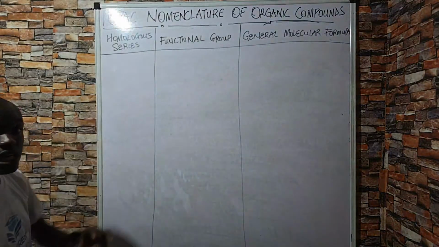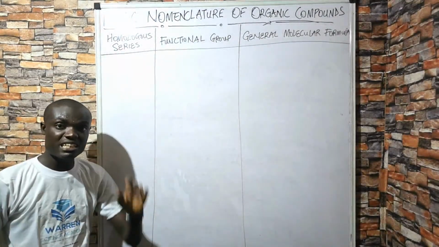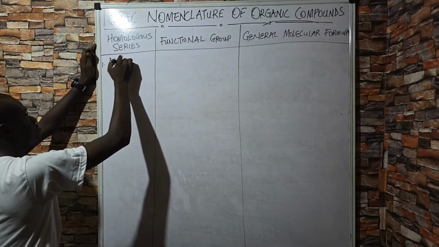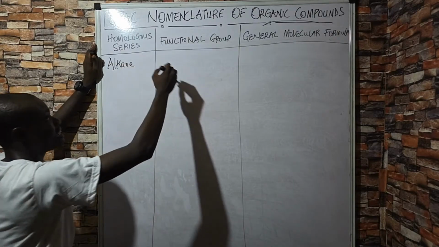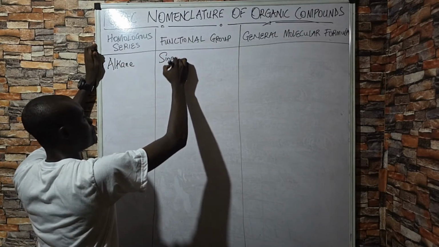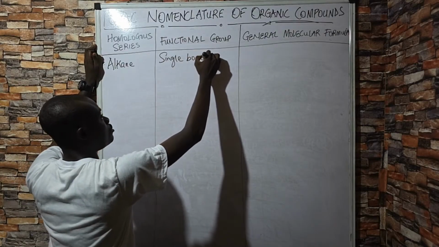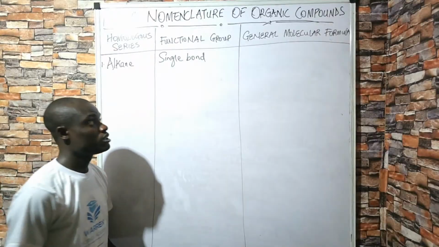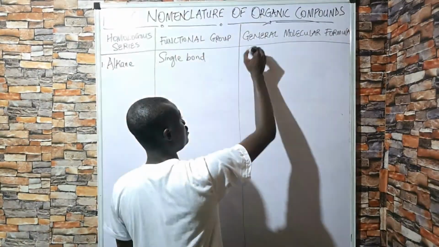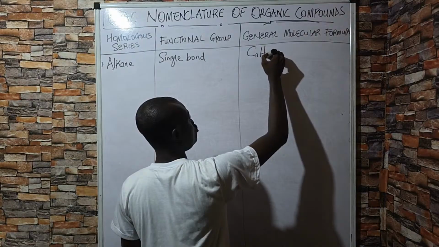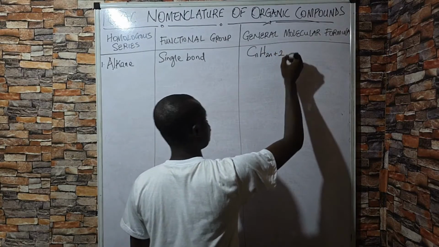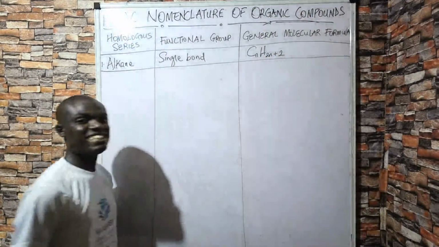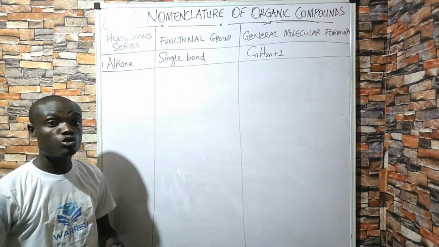Now let's start with the basic, or simplest, homologous series, which we call alkane. The functional group of the alkane is the single bond. So once you see a compound with all single bonds, start thinking of alkane. The general molecular formula for the alkane is CnH2n+2. So that is the general molecular formula for the alkane, CnH2n+2.